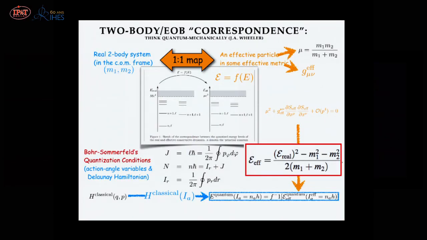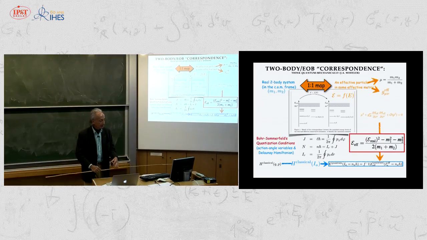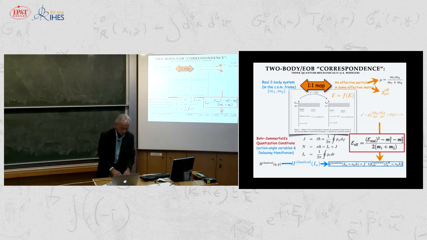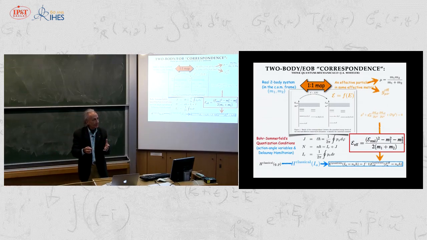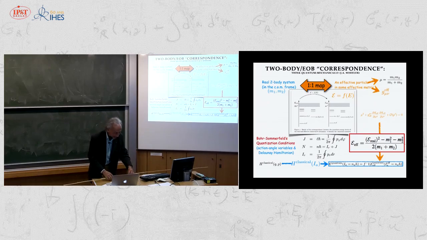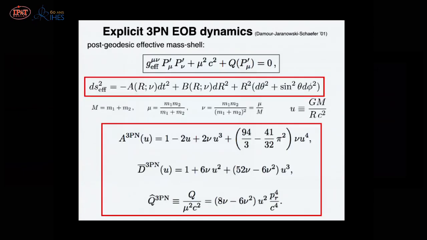I will describe the way to set up a dictionary, because now I'm saying let us prove that a two-body Hamiltonian is equivalent to one particle in an external field. How do you even do a correspondence? What is the energy of the effective particle compared to the real energy of the binary system? What are the positions? How do you make a dictionary? It's useful to think quantum mechanically. I will describe how thinking quantum mechanically about a very classical system allows us to set up a dictionary.